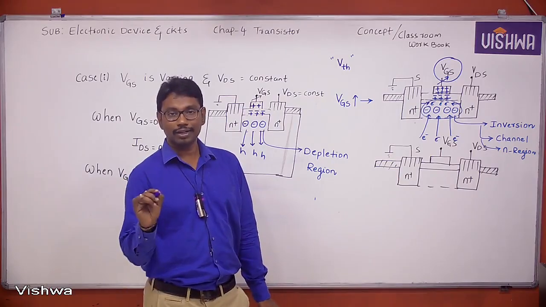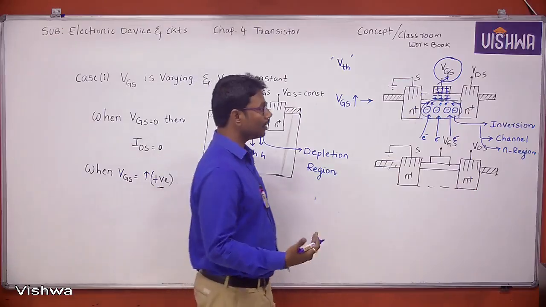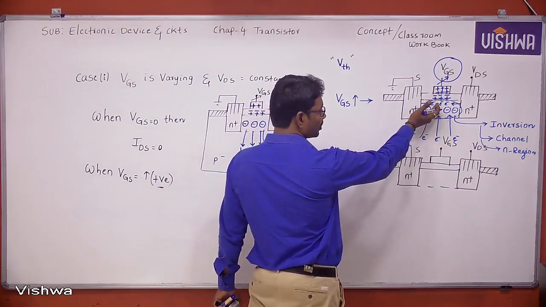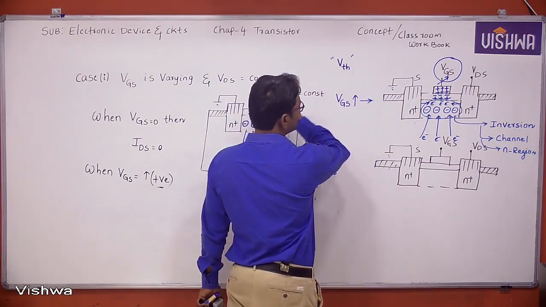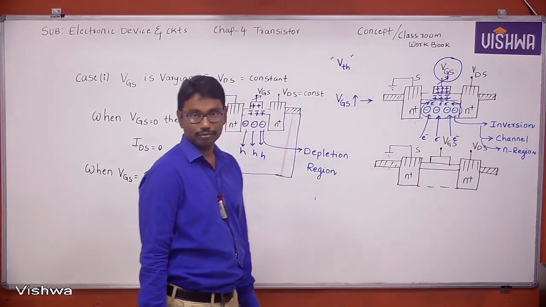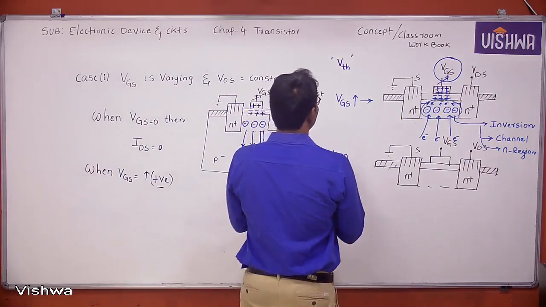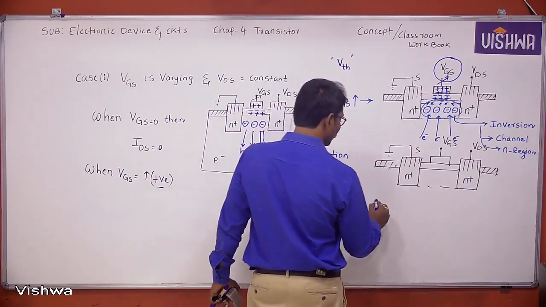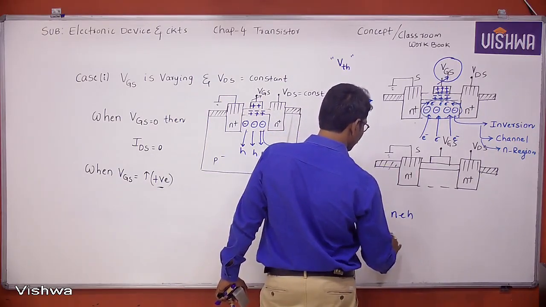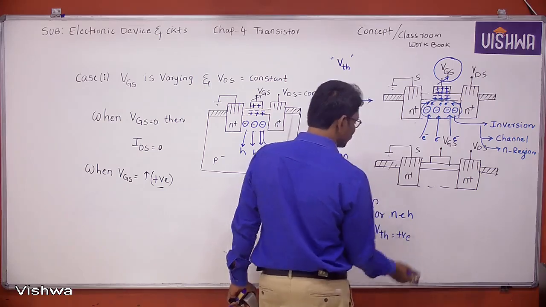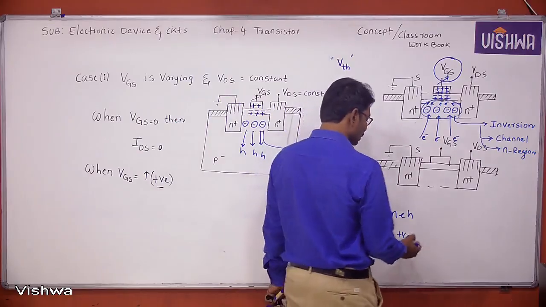Yeah, that voltage is called the threshold voltage. The voltage at which the electron concentration is equal to the hole concentration is defined as the threshold voltage. For an N channel, this threshold voltage is positive, because VGS is positive. Threshold voltage is nothing but VGS only. That's why VTH is positive.